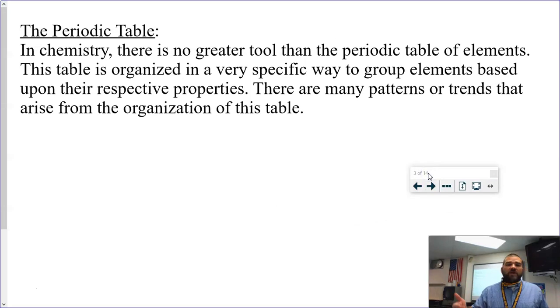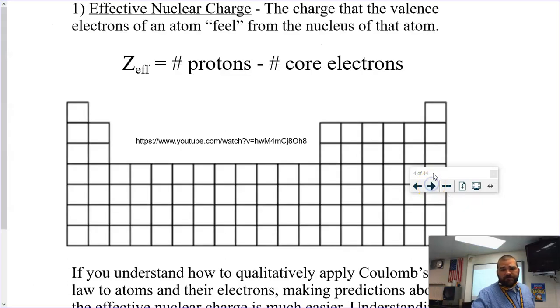All right. So in chemistry, there's no greater tool than the periodic table of elements. This table is organized in a very specific way to group elements based on their respective properties. All right. We've talked about this last year. Heck, we've talked about it this year. Again, point being, the organization of the periodic table is not random. It is well thought out. It is well organized, and there's many reasons why it is shaped the way it's shaped and why the elements are organized the way they're organized.